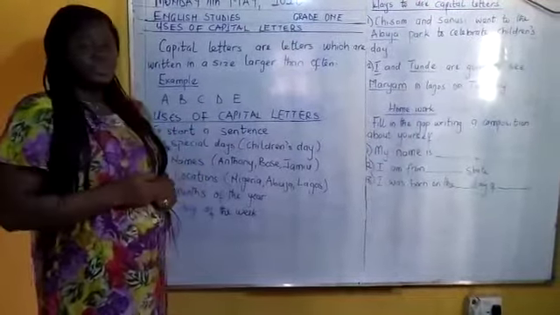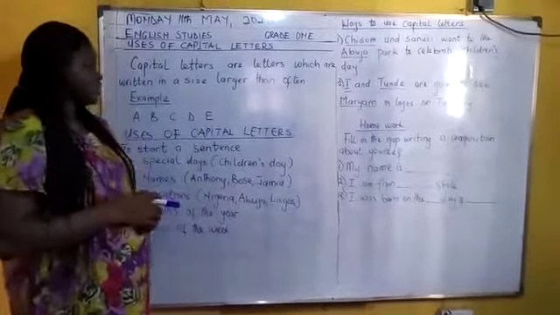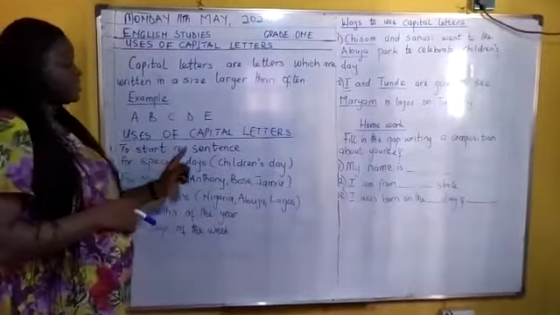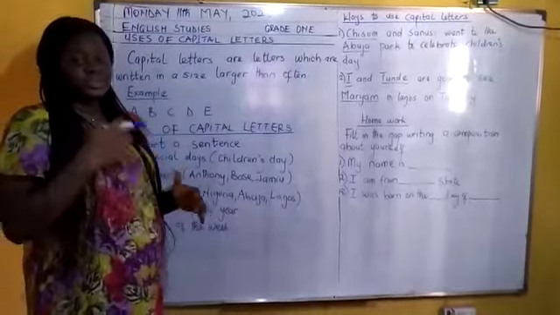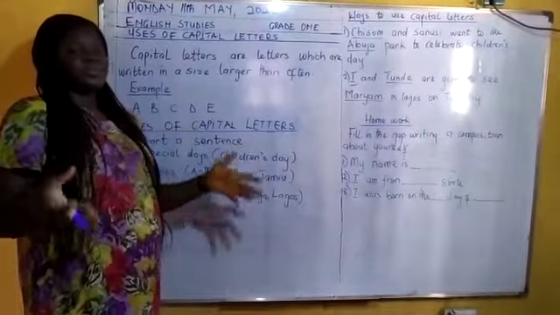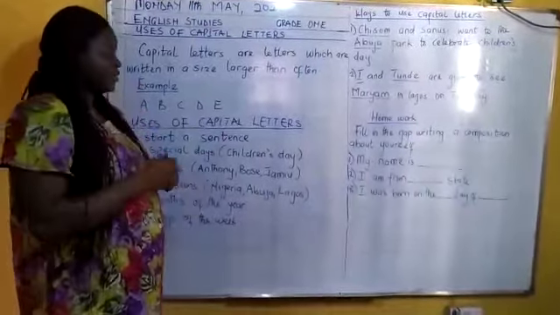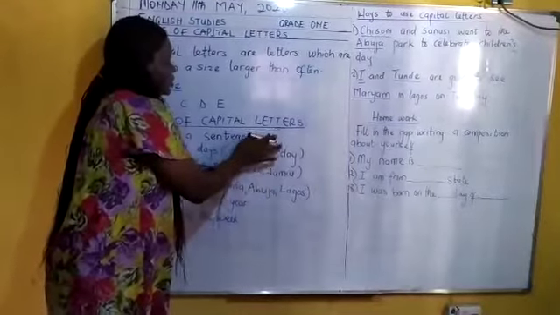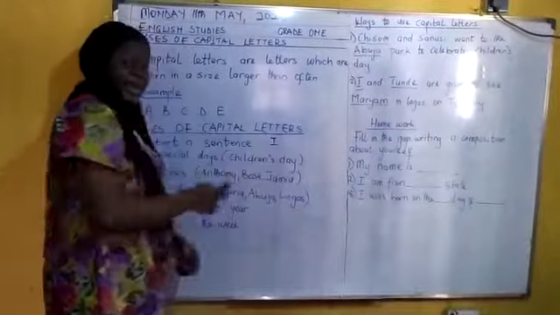Now I want to explain to you how we use these capital letters. Number one is to start a sentence. When you want to start a sentence, when you want to say something, you say maybe, "I like to play." You don't write your I in a small letter. You make sure you start it with a capital letter I.